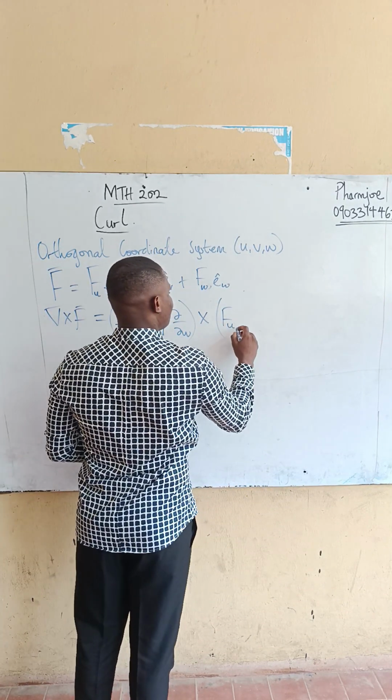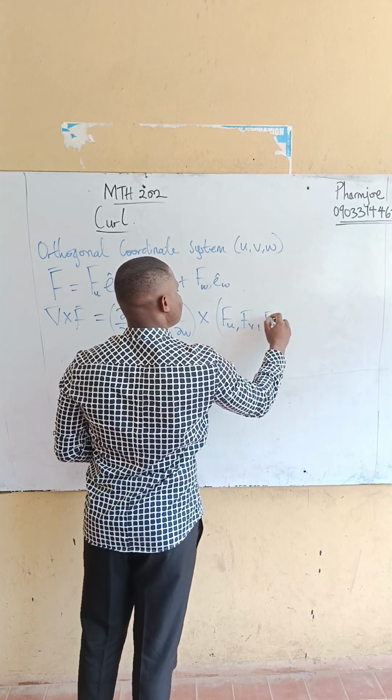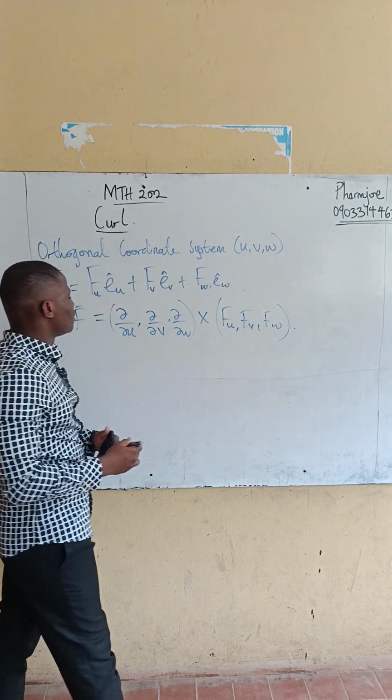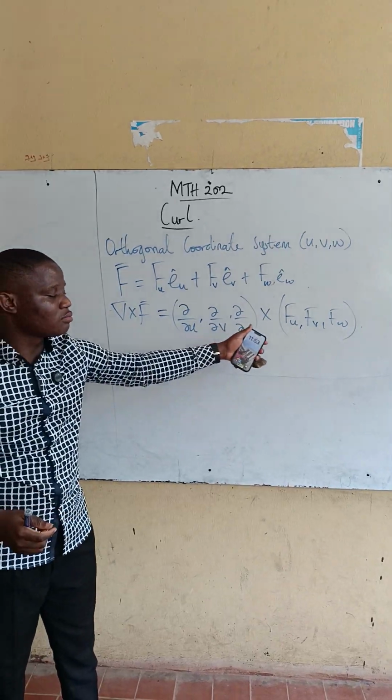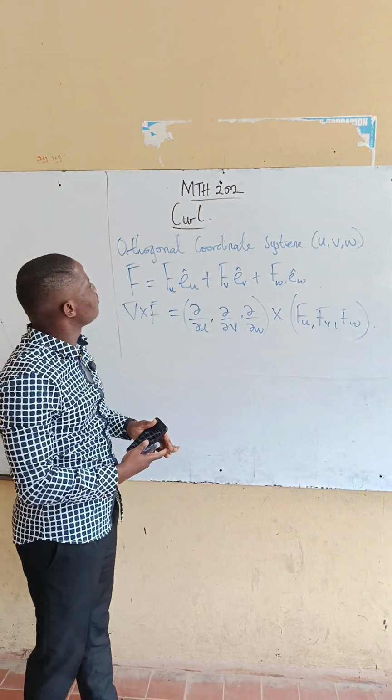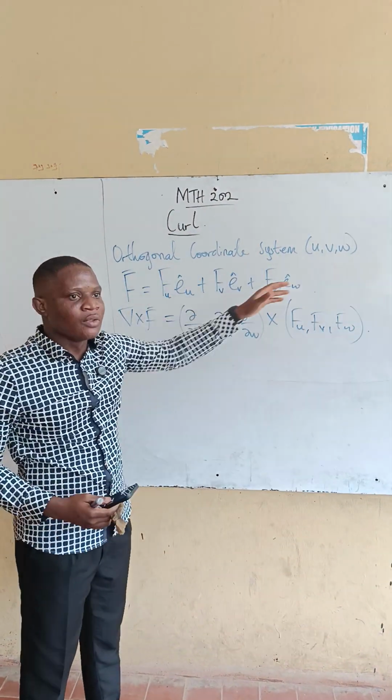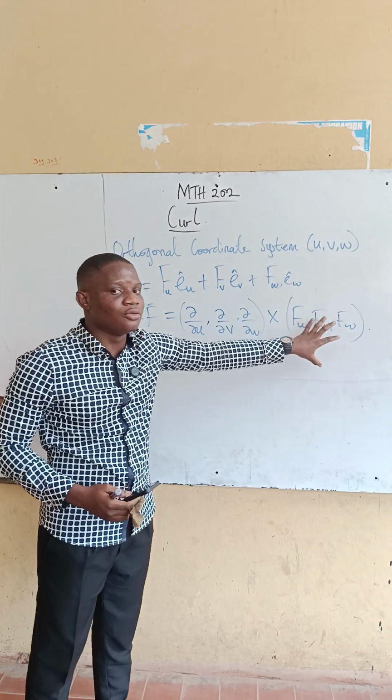Let's write this in bracketed form: fu, fv, fw. So this should be what I should write, right? From the Cartesian coordinate system I explained. This should also be what you think I should write.